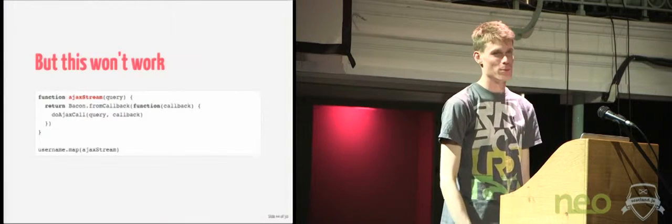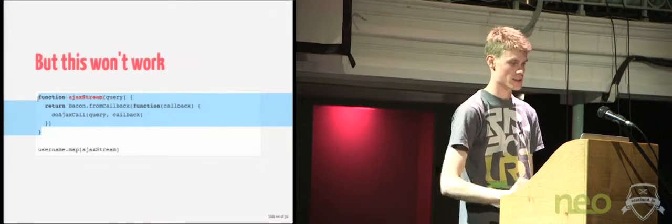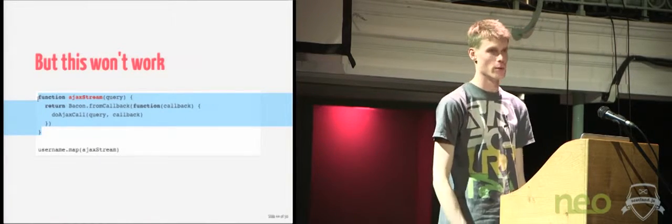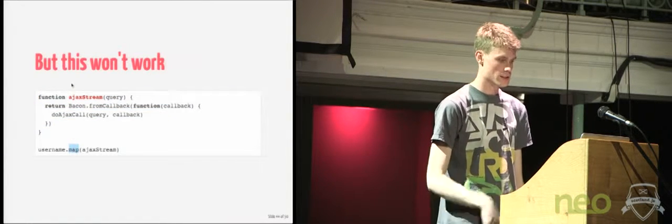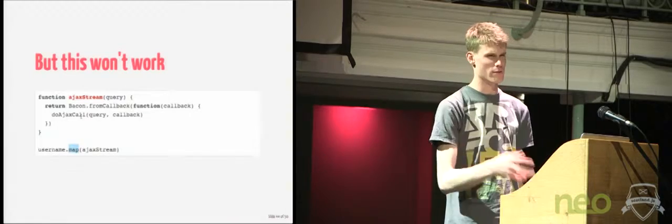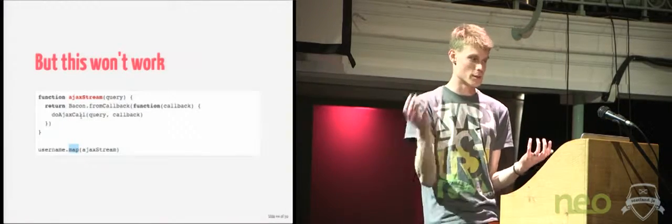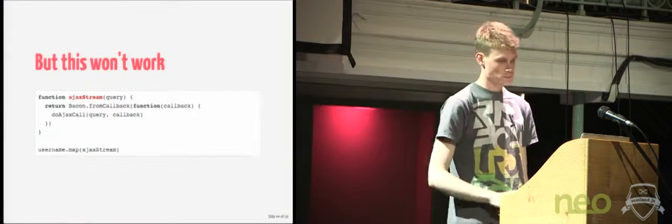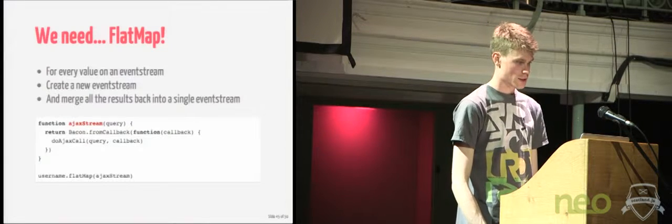But map won't work in this case. So we have this function now which creates our result event stream representing the result for a given query. But we can't just do map, because this Ajax stream returns an event stream, which isn't a value, right? Map requires you returning return values. So we can't use map. But we can use flatMap.